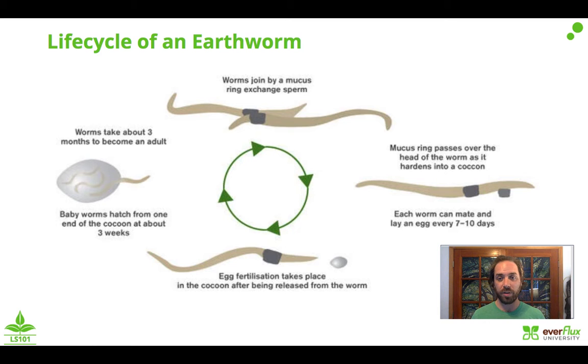After earthworms mate, there's a mucus ring that passes over the head of the worm as it hardens into a cocoon. And then the worm releases that cocoon. It looks like a little round white egg, basically. And later on, baby worms will hatch from the cocoon after about 3 weeks. Then the worms take about 3 months to become full adults and when they're able to mate themselves. So that's the life cycle of an earthworm. They grow and reproduce relatively quickly.